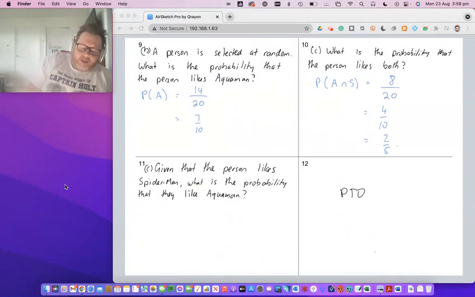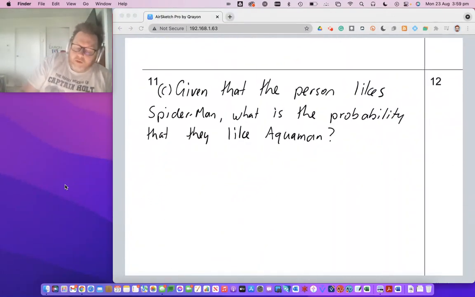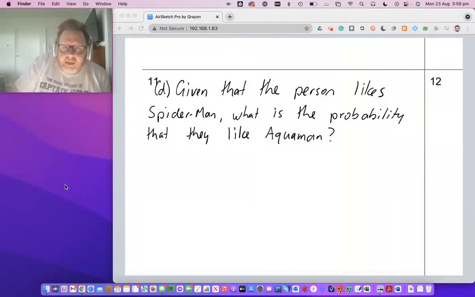Now, D is where it gets interesting, and there's that key word given in there. Remember, it won't always be the word given, but it needs to have that kind of context. Given that the person likes Spider-Man, what is the probability that they like Aquaman? Or is it Aquaman? I think it's Aquaman. Okay, Aquaman. Okay, so given that the person likes Spider-Man, what does that kind of mean?